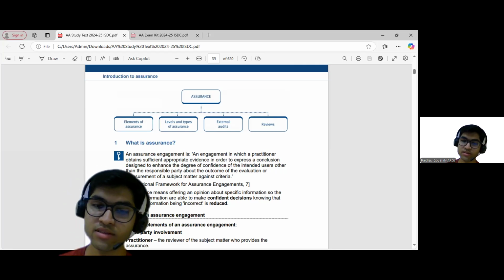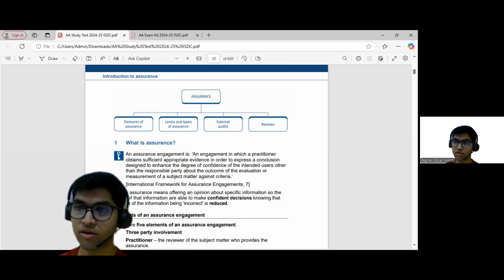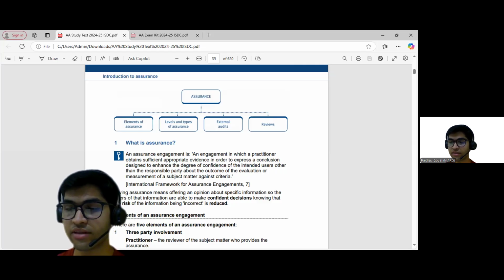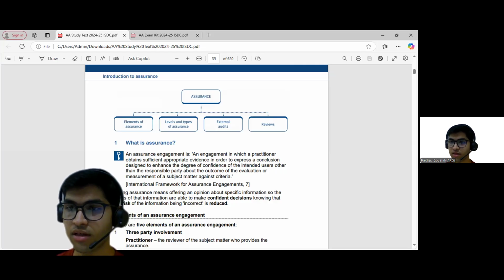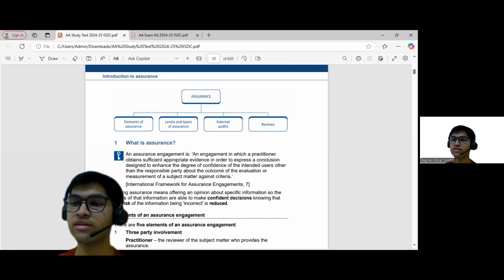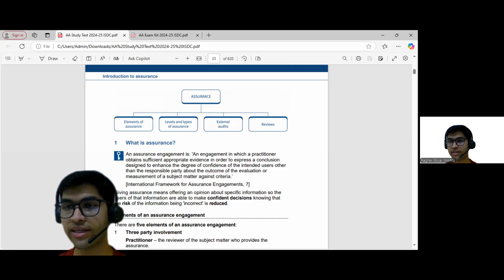What I mean by subject matter is that in the context of audit, it will be our financial statements. Once we have tested the numbers and everything, that yes, it's true and fair, there are no material misstatements, then the shareholder can place his confidence in the financial statements and he can make the decision whether to invest or to do anything.